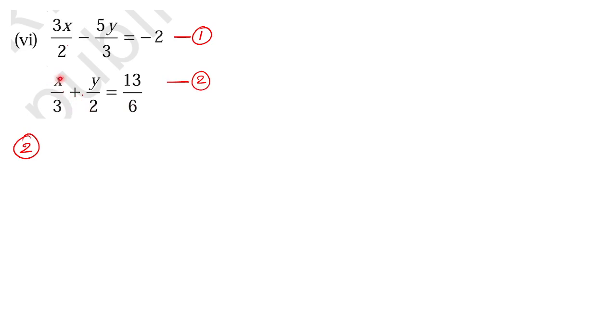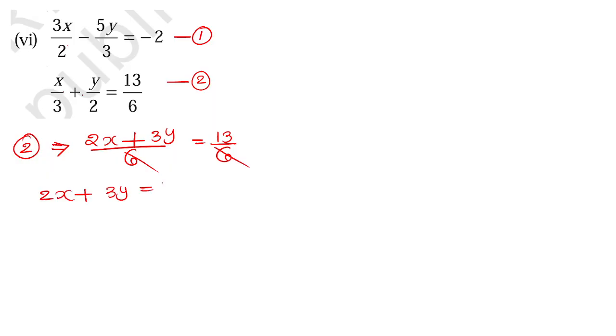Cross multiplication, x into 2 will be 2x plus 3 into y. Denominator 3 into 2, 6. Right side is 13 by 6. So I did the cross multiplication. 2x plus 3y by 6. 6 cancels both sides. Are you okay? Clear? So the second equation becomes 2x plus 3y equal to 13.